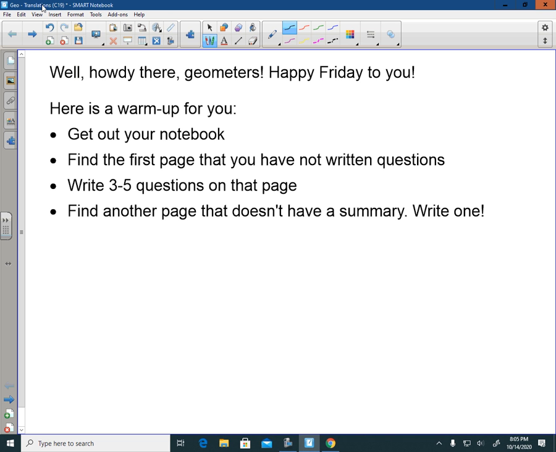Your warm up today involves getting that notebook out and doing what we do every day. Finding a page without questions, write those questions. Find a page without a summary, write that summary. Make sure your summary is the answer to the essential question. Pause and get that business done.